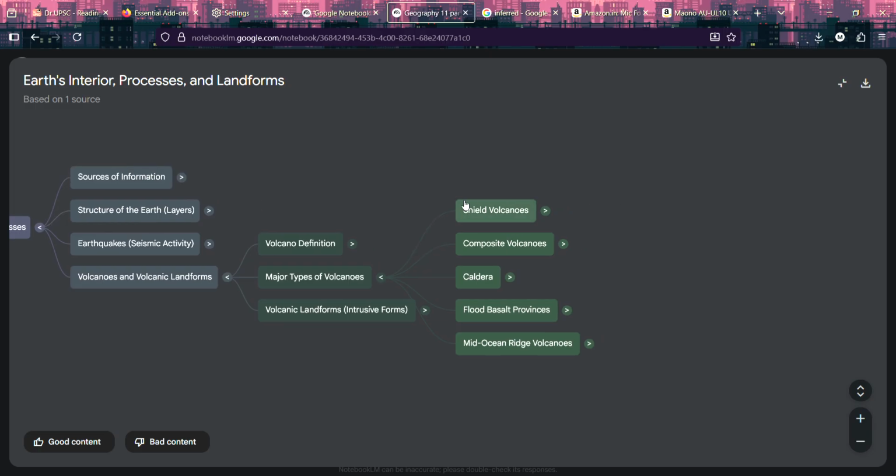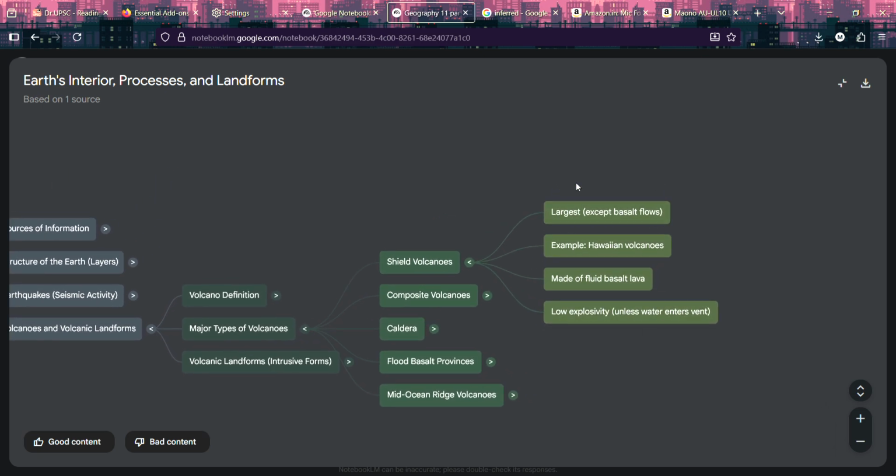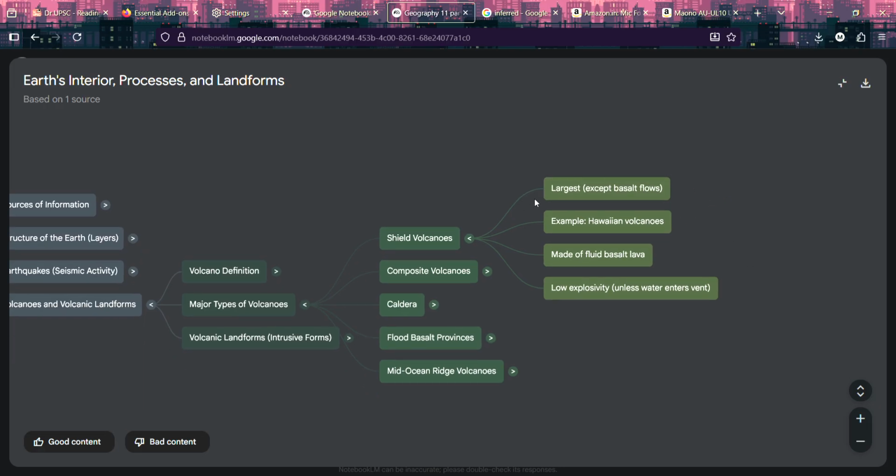Shield volcano. Okay, now the major types of volcano. The first one is the shield volcano. It is the largest, except for basalt flows. An example of a shield volcano is the Hawaiian volcanoes, made of fluid basalt lava. Low explosivity unless water enters the vent. The chances of getting an explosion from a shield volcano are very low.